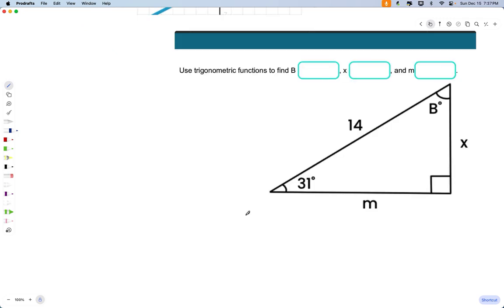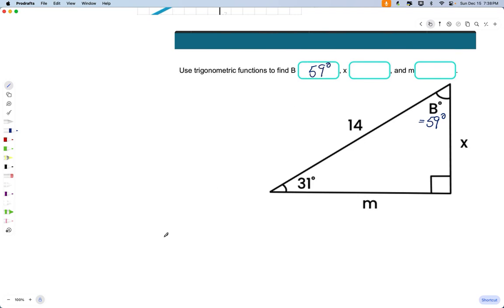All right, so we can find x using 31 degrees. Well, first of all, let's find B. If this is 31, remember we've got these triangles called 60, 30, 90 triangles. So if this is 31, this is 1 less than 60. So B is equal to 59 degrees. So that's the first one, 59 degrees, right there.